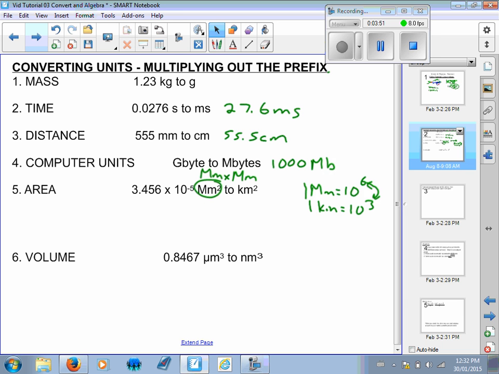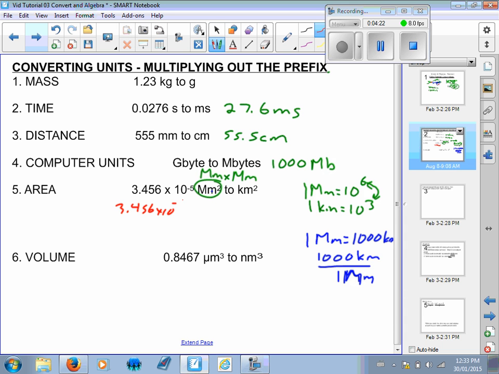So instead of that, I'm going to write 1 megameter is 1,000 kilometers, or 10 to the 3 we can write as well. I'll write it as 10 to the 3 later. So for the conversion, we're trying to divide by megameters to cancel those megameters right there. So 1,000 kilometers over 1 megameter. That's a horrible M. I'm sure you can figure it out. So let's write that out underneath here. 3.456 times 10 to the negative 5 megameters. Convert once. That's 10 to the 3 kilometers per megameter.